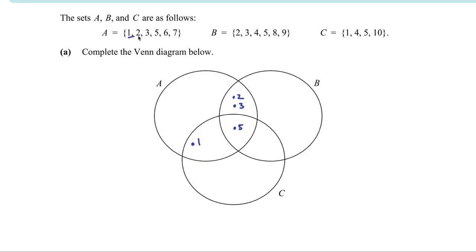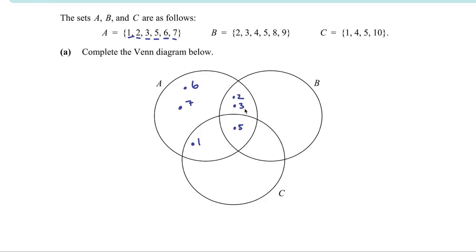The next thing, I've done 1, 2, 3, 5. Then we're going to look for 6. 6 belongs to just A. It's not listed in B. It's not listed in C. So I'll put 6 just in there. And then 7, does it belong to any of the others? No, it doesn't. So I've done all of A.